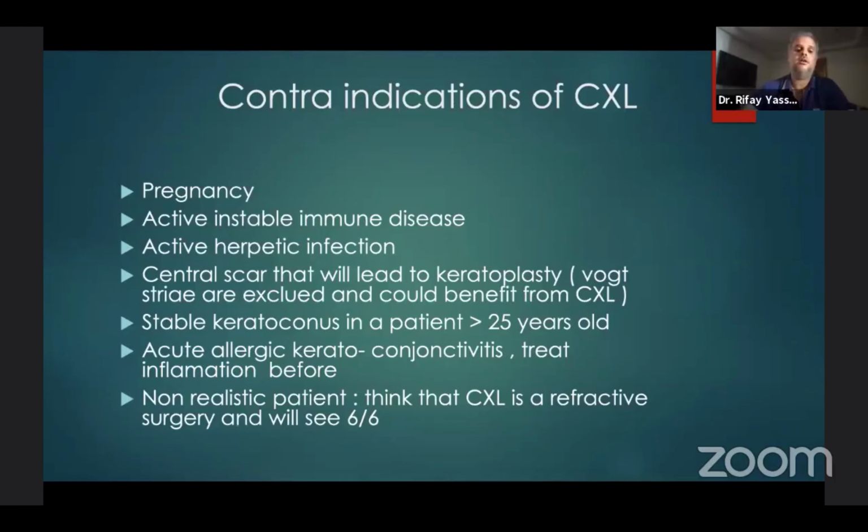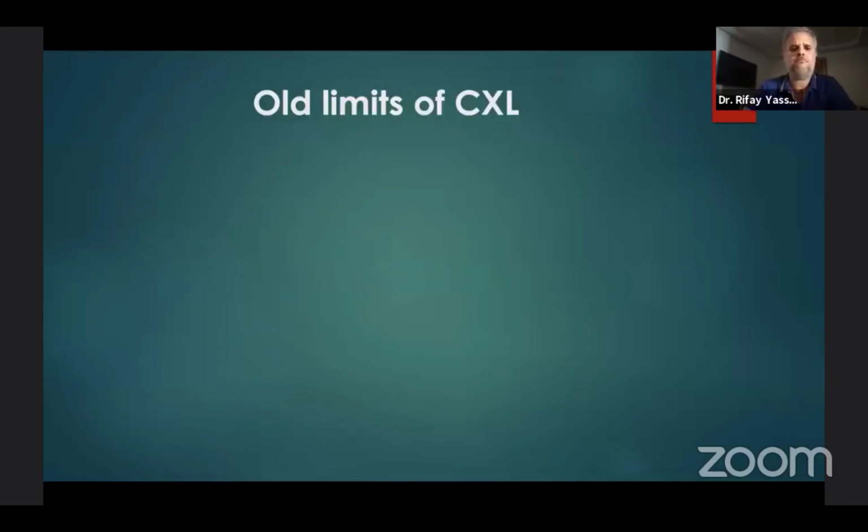And we cannot do cross-linking on non-realistic patients. Some patients think that cross-linking is a procedure like LASIK or like any refractive surgery. They don't know that they have a problem, they have a disease, so they have to understand that this is a treatment only to halt the progression of the disease and not to have a 6/6 vision.